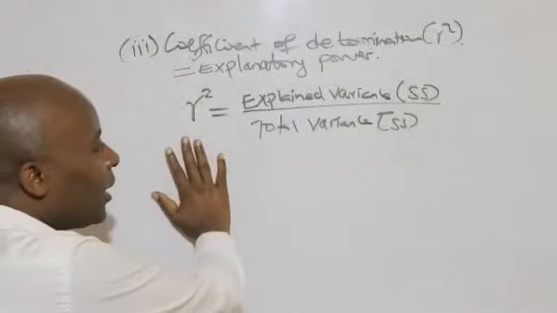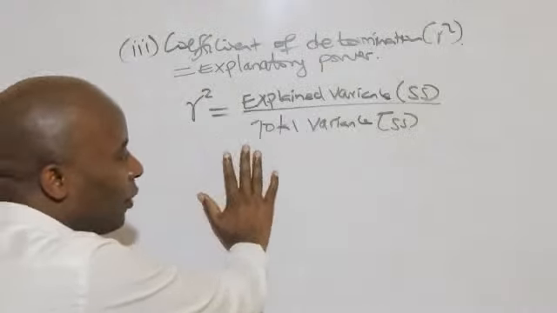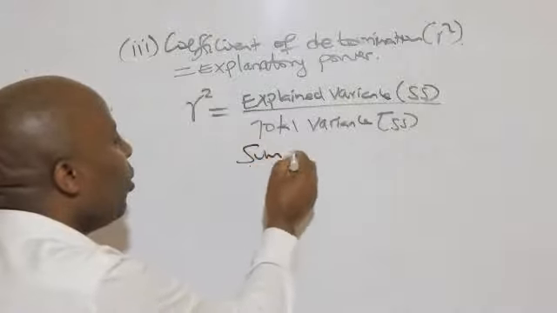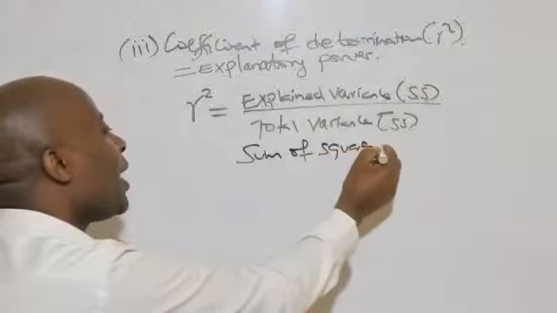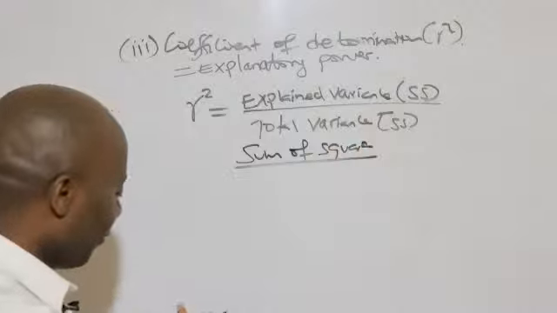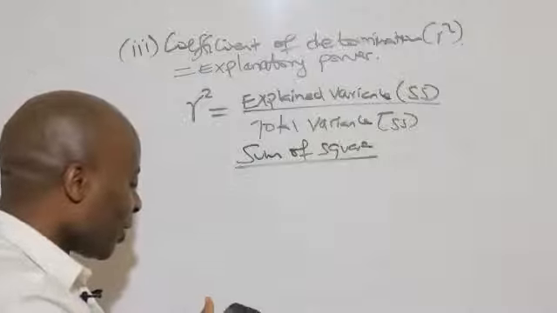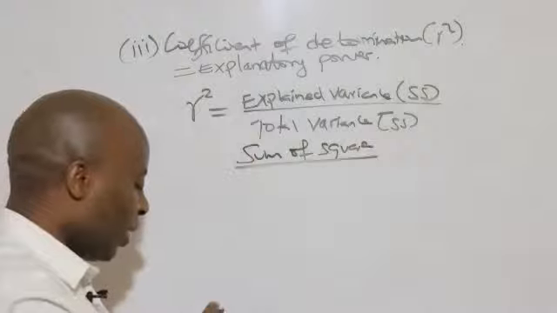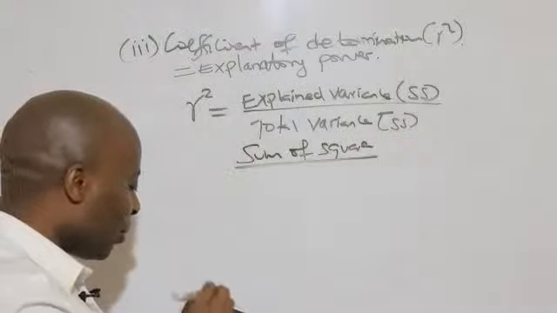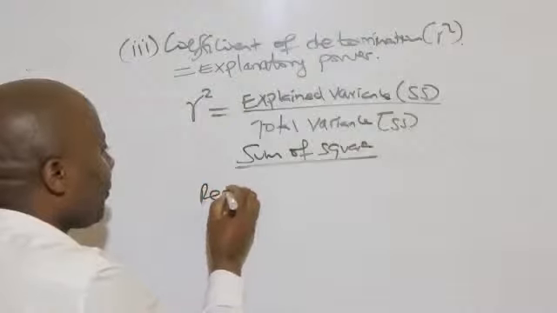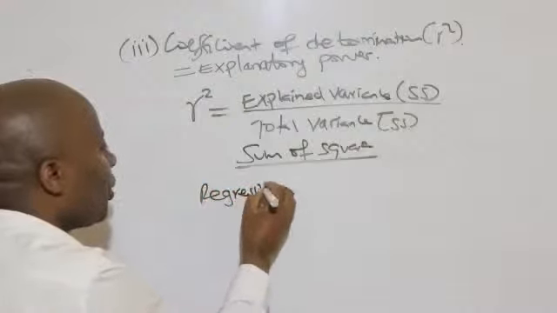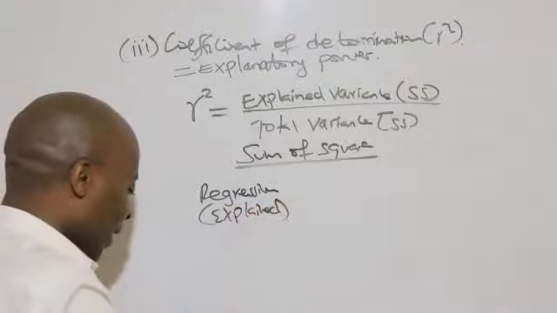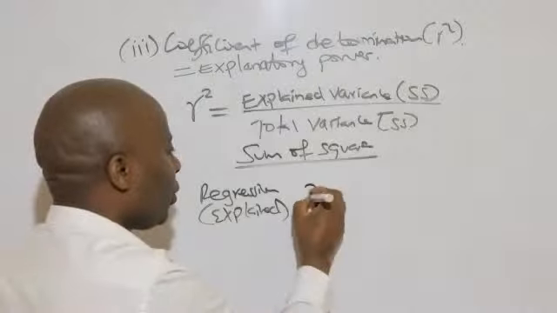So R squared is explained variance over total variance. Let us go to the sum of squares. Remember, you normally get the sum of squares from the ANOVA table. I'm able to see the regression. Regression are the ones we call explained. The regression, ladies and gentlemen, is 2904.8.